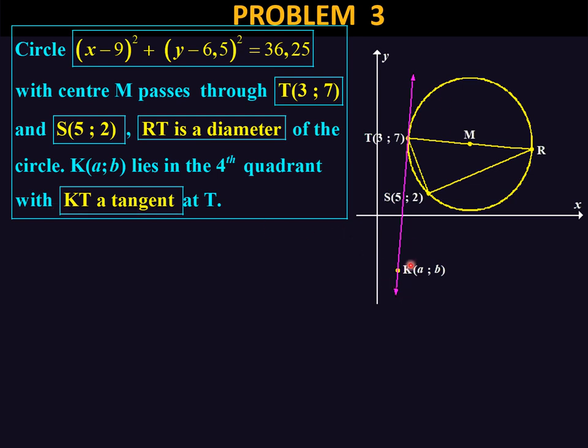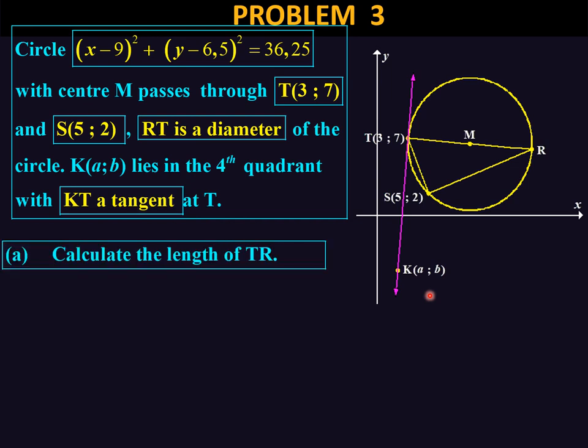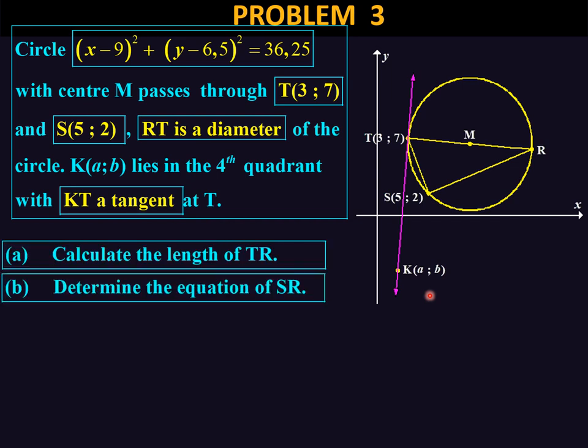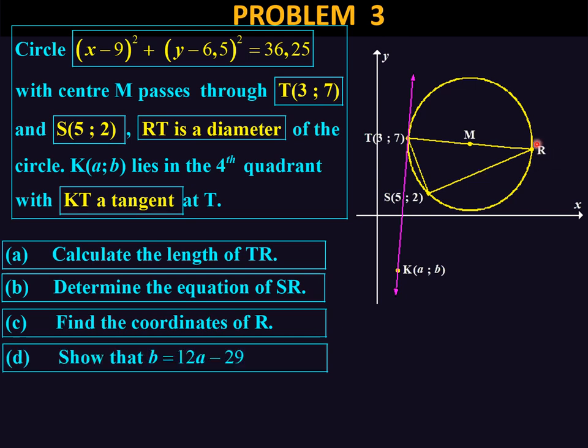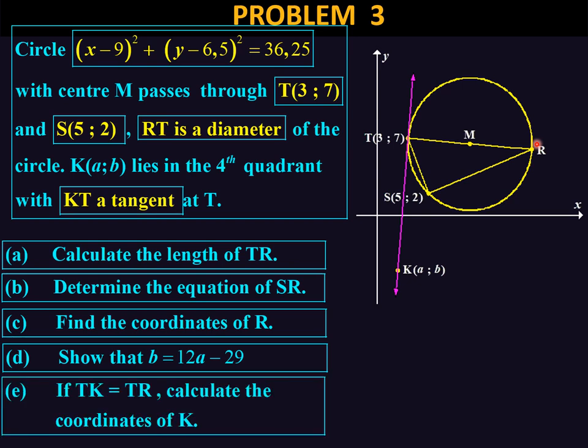And K is a point that lies here in the 4th quadrant, and KTL, KT is a tangent. Point L is up there. So KT is a tangent there. Now let's look at our questions. So there we have calculate the length of TR. Then we want to find the equation of SR. So we want the equation of that chord of the circle. And then we want to find the coordinates of that point on the circle. And then we have to show the expression for B. And then we have to find the coordinates of K. Right? Let's go over to the next.